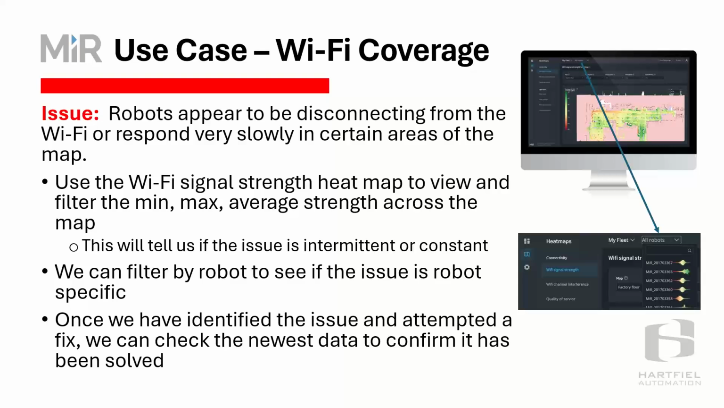If it is something that's constant, we might assume that potentially we would need a new access point in that area to improve connection. If not, we might dive a little deeper into what the actual issue is. In that case, we might filter the data by specific robots. By filtering across the robots, we can see if this issue is isolated to just a single robot or potentially a group of robots. That would indicate to us that potentially there's a hardware issue that would need to be resolved. On the next slide, we'll dive into the next scenario.